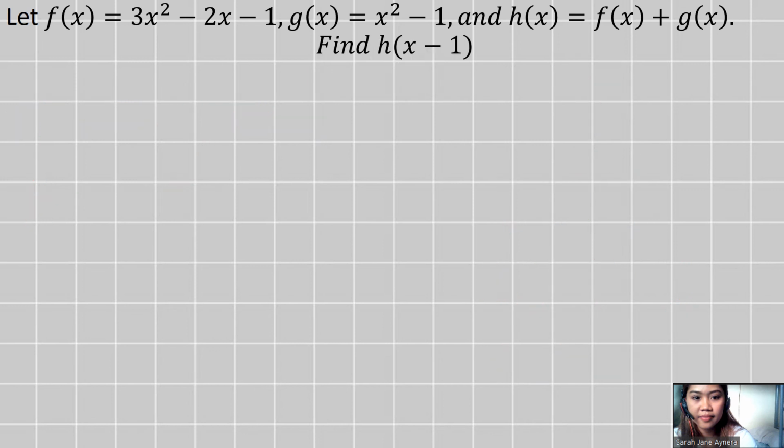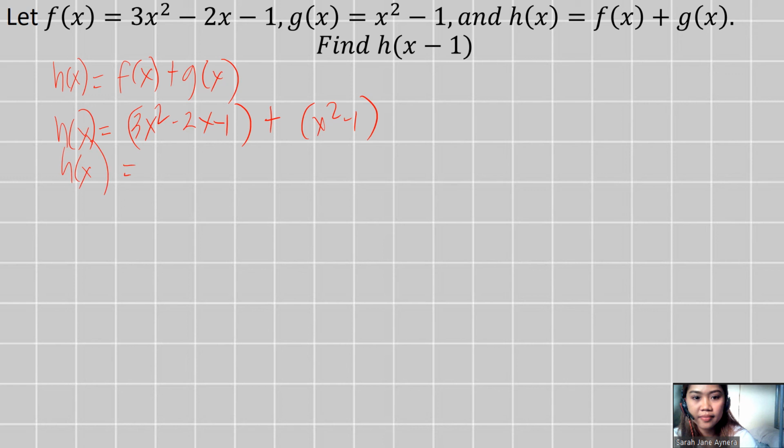From the previous example, we have solved h of x by adding f of x plus g of x. f of x is 3x squared minus 2x minus 1 plus your g of x, which is x squared minus 1. h of x is equal to our previous answer, 4x squared minus 2x minus 2. Now, we are going to find h of x minus 1.